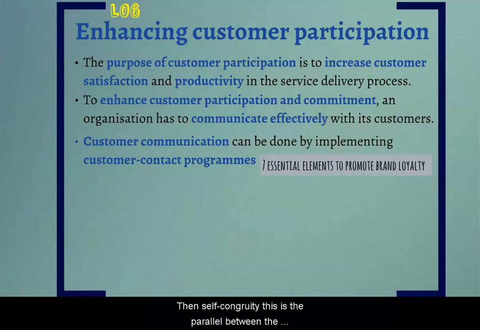Then self-congruity. This is the parallel between the customer self-concept and the brand personality or characteristics that customers feel or experience in the course of forming a customer-brand relationship. Then service value.